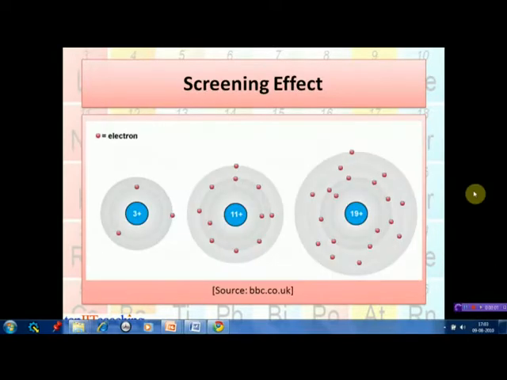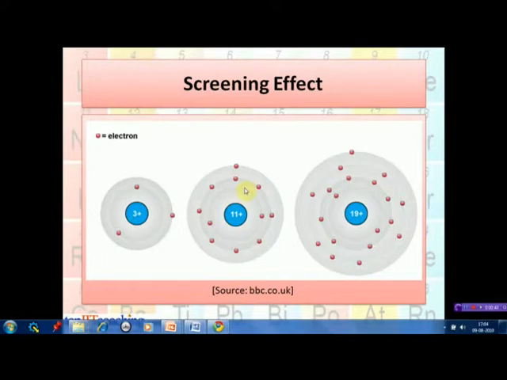Let's have a look at this figure. This atom represents lithium atom in which 3 protons are present in the nucleus. There are 3 electrons out of which 2 are in the 1s orbital and 1 is in the outer 2s orbital. So the attraction of these 3 protons for this electron, that is 2s electron, will not be as strong as it would have been in absence of these 1s electrons, because these 1s electrons cause repulsion to this 2s electron, and thus the effective attraction of the nucleus on this 2s electron decreases.